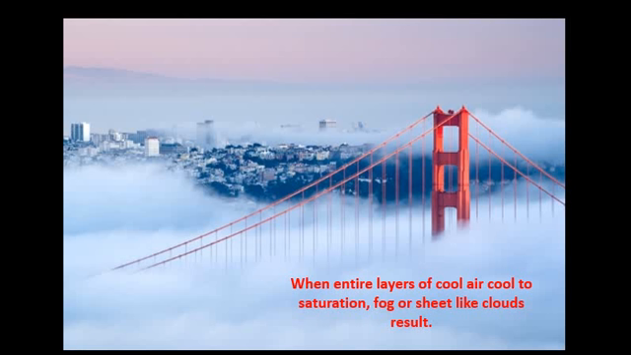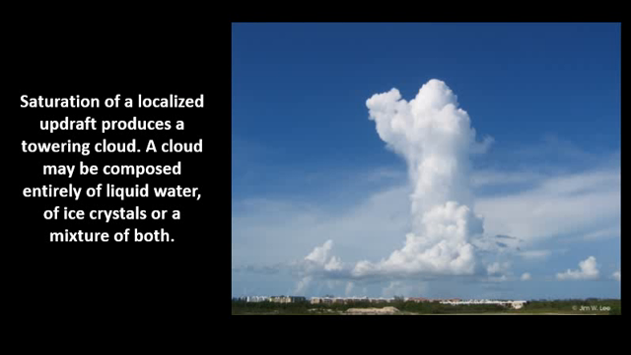When entire layers of cool air cool to saturation, fog or sheet-like clouds result. Saturation of a localized updraft produces a towering cloud. A cloud may be composed entirely of liquid water, or of ice crystals, or a mixture of both, depending on altitude and how it's positioned.